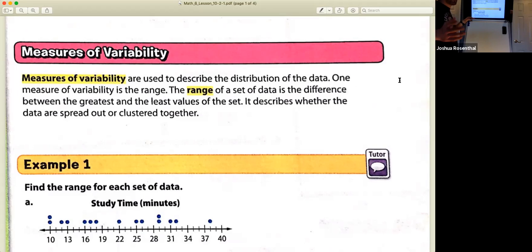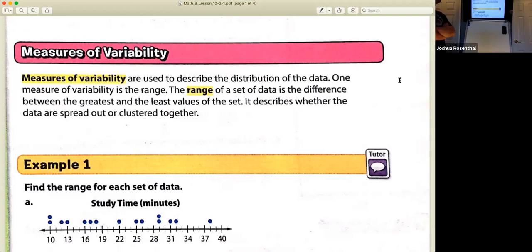You could probably come up with what else would be useful. This one, range, is simply how far apart the biggest value is from the smallest value. Nothing is bigger than the biggest value. Nothing is smaller than the smallest value. You know that nothing goes below and nothing goes above those values. And then you want to see how far apart they are.